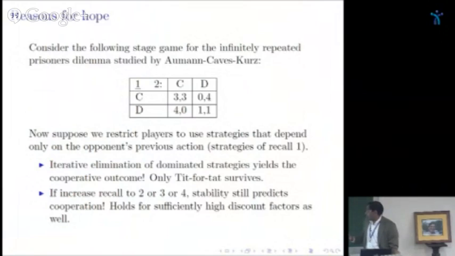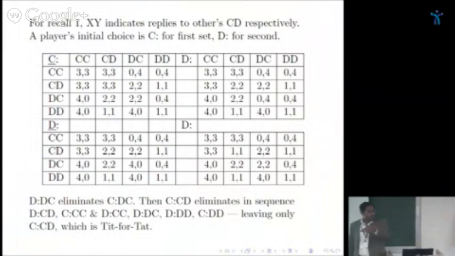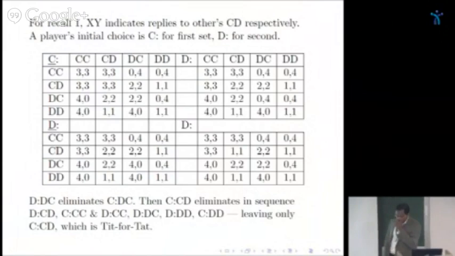What they do is say, well, let's suppose that we restrict players to use strategies of bounded recall one. So you can only use strategies that just depend on what your opponent did in the previous period. We get this game, and I use limit of means. So we get an 8x8 game, because you have to choose what to do to begin the game, and then as a function of what your opponent did, you have to choose a strategy.